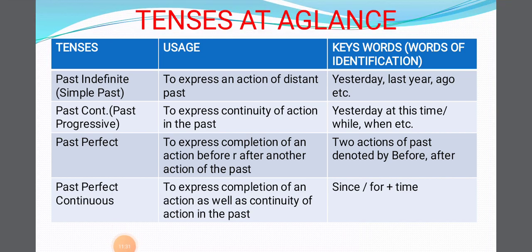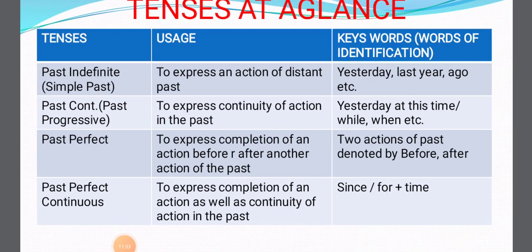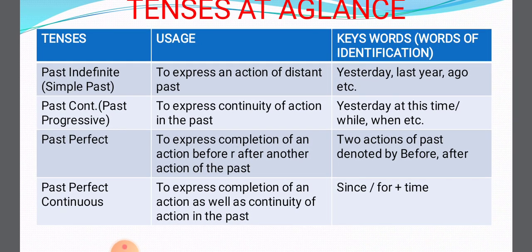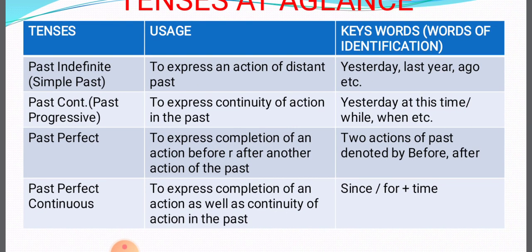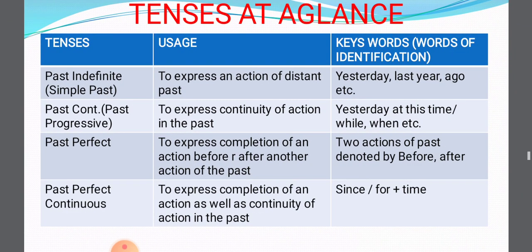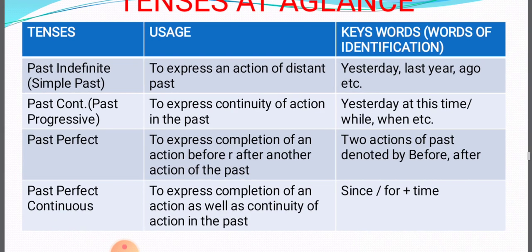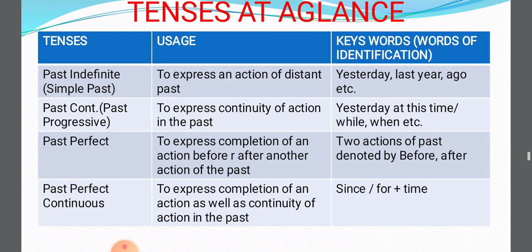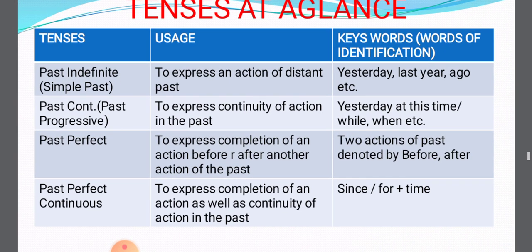Now past perfect to express a completion of an action before or after another action of the past. Okay, two actions in the past and they are denoted by before or after. So this is the use of past perfect: the two actions in the past and one action has been completed before or after another action in the past, right? So in that case this past perfect tense will be used. Example, I had reached school before the bell rang.